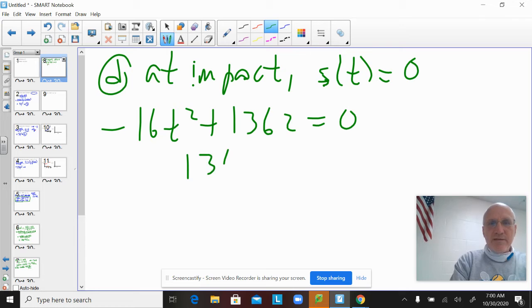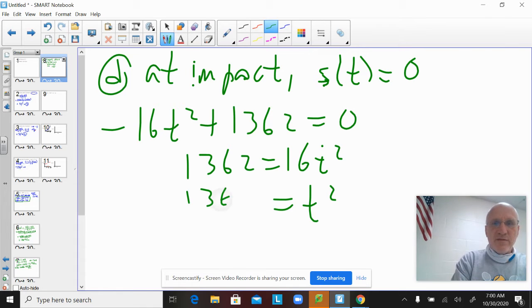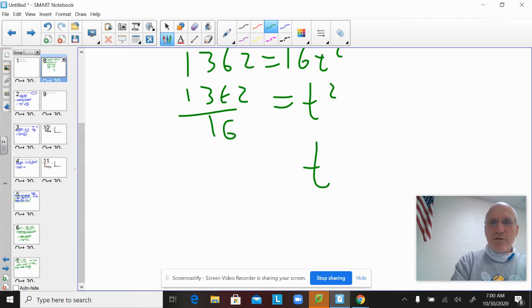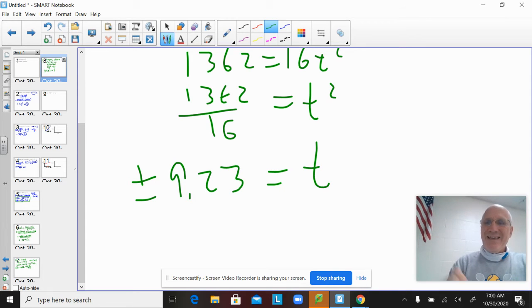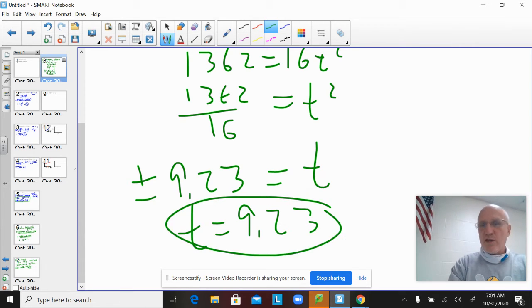So I have 1362 equals 16t squared, and I have t squared equals whatever this divides out to be, and then I square root it. Now, when I square root this, officially I get plus or minus something. Turns out to be 9.23. In context, a time of negative 9.23 seconds doesn't make any sense. So it takes 9.23 seconds for it to reach the ground.